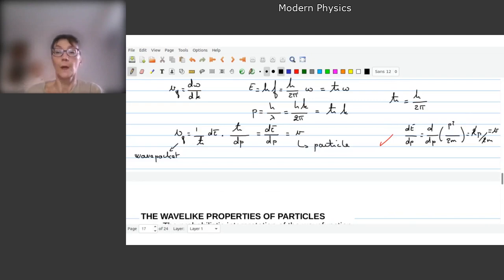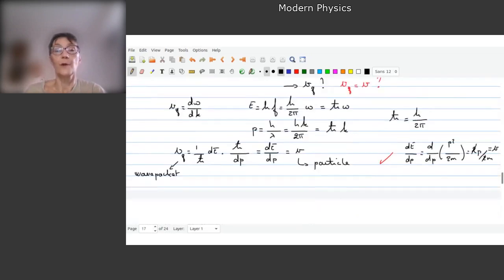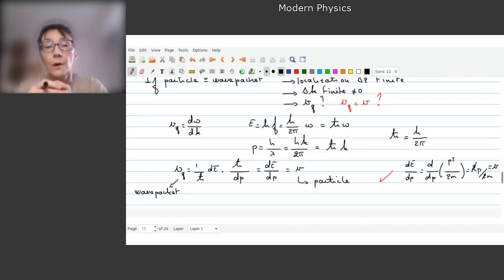This is the velocity of propagation of the particle. So the wave packet and the particle have the same value. So this is nice. Now we are building something more physical to describe a wave associated to a particle, and it is beginning to make sense.